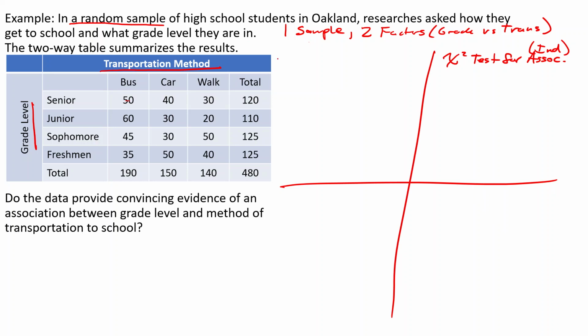That wasn't straight at all. It doesn't matter. Our null hypothesis is that there is no difference, or there is no association, so we're doing the association test. Association between grade level and transportation method.